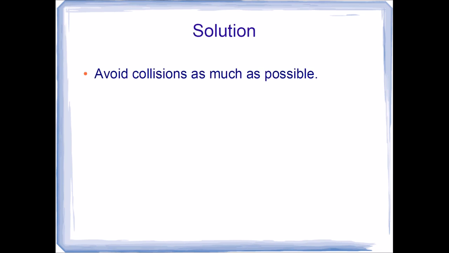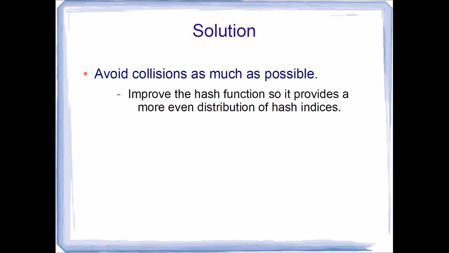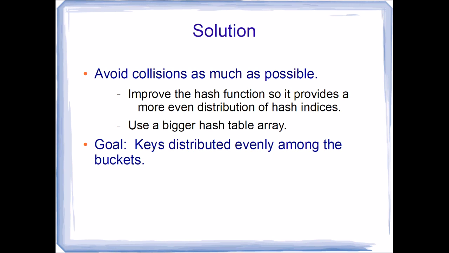So what's the solution? Avoid collisions as much as possible. This can be done by improving the hash function so it provides a more even distribution of hash indices. You could also use a bigger hash table array. The goal is to have keys distributed evenly among the buckets. In other words, we want all chains to be about the same length. If the hash table array is bigger, for example, there will be more places to place keys before another collision.